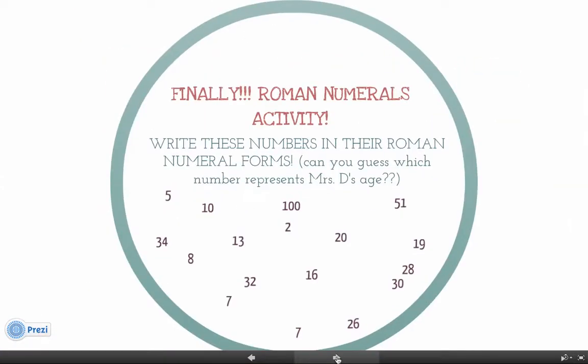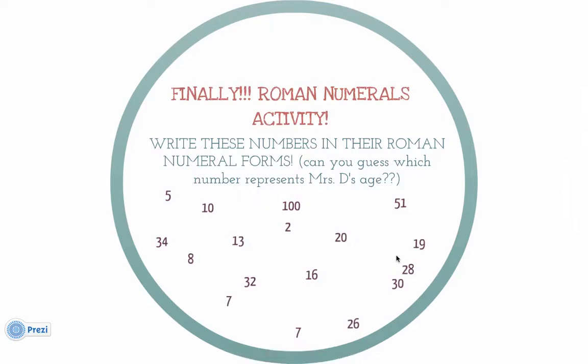All right, finally, Roman numerals activity. Write down these numbers in their Roman numeral forms. Can you guess which one of these numbers represents my age? Bet you can't. But if you happen to guess it and you're stuck between two numbers, I would go with the lower number. It's so much smarter. Anyway, take some time, write these down, and then make sure you turn these in to your teacher today, and I will pull them in as a classwork grade today.